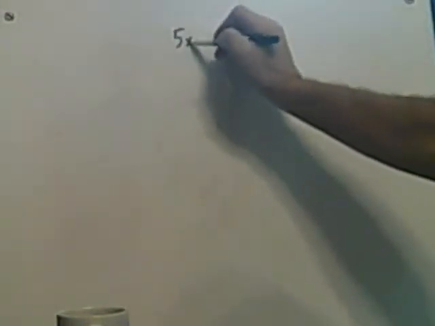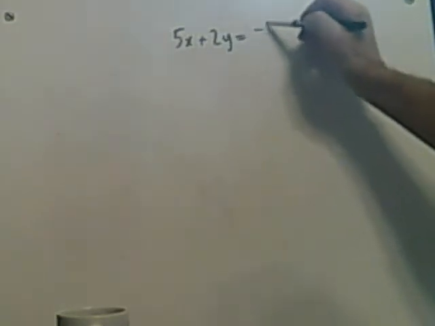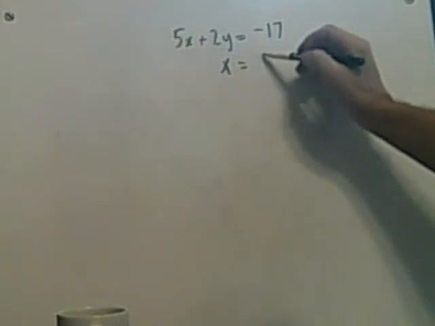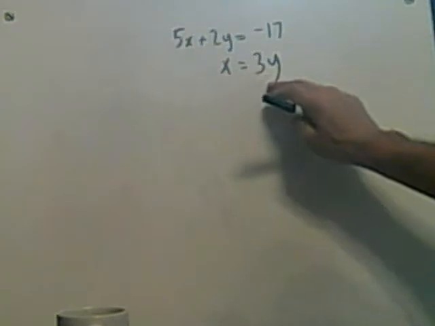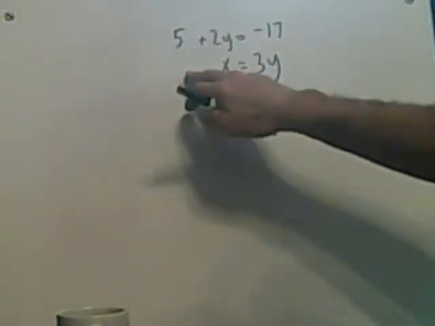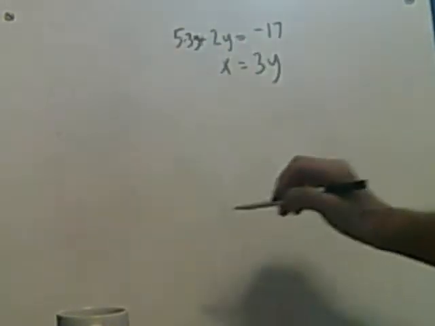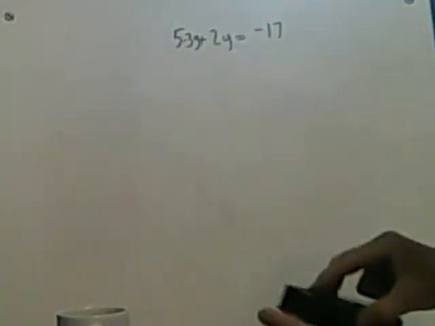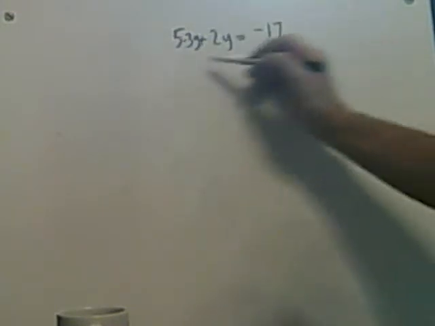5x plus 2y is equal to negative 17. The second equation is x is equal to 3y. So what we're going to do is, where we have x, we're going to substitute it in the first one. So we're going to take the x away, substitute it by 3y. Okay? Now we've used the second equation. Now we just have one equation. It's 15y plus 2y equals negative 17.